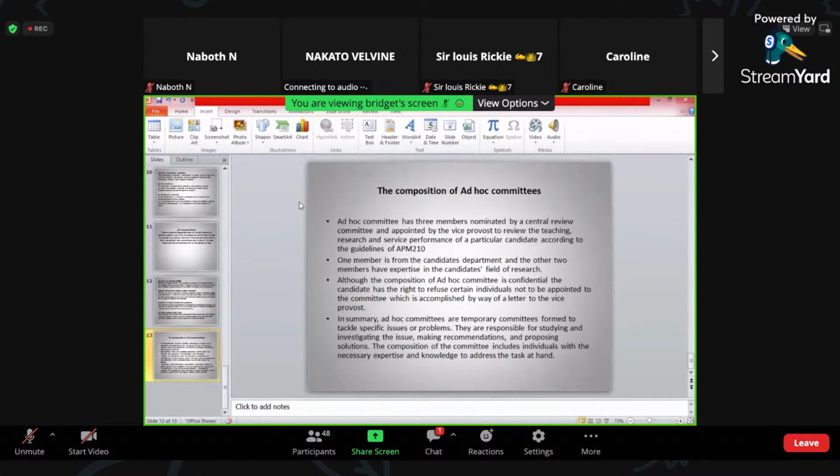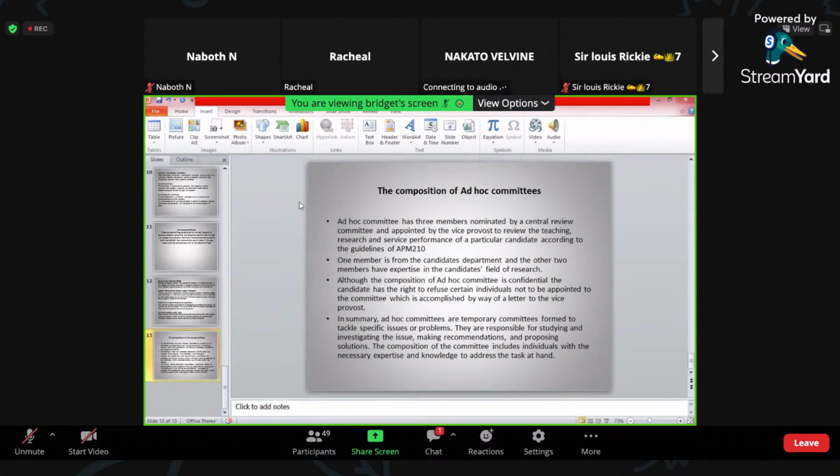but the candidate has the right to refuse certain individuals from being appointed to the committee, which is accomplished by way of a letter. Ad hoc committees are temporary committees formed to tackle specific issues or problems.